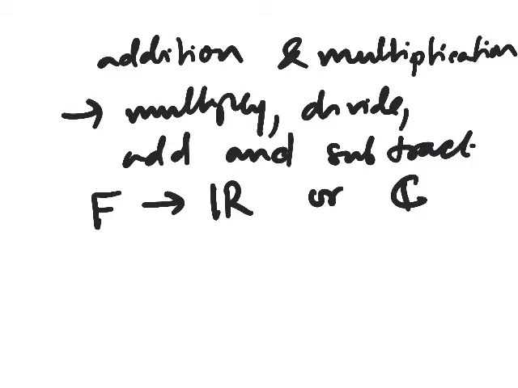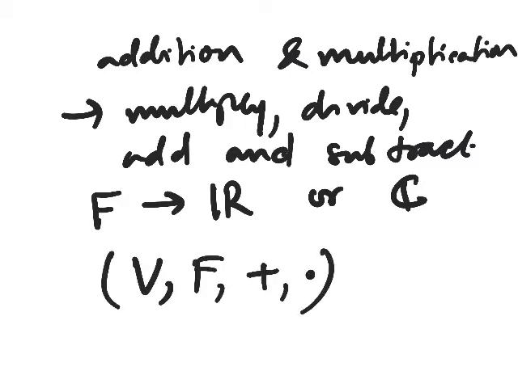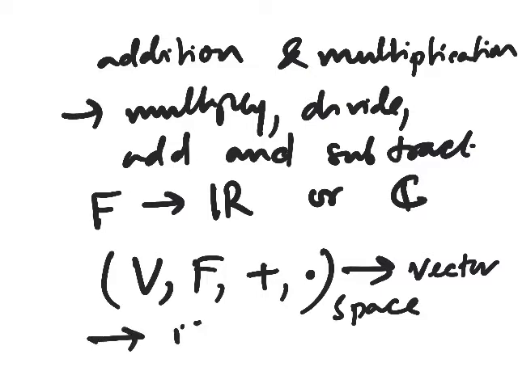Fine. Having these 4 objects, V, F, plus and dot, together is the vector space, provided some conditions are satisfied. Okay. I mean, just because these exist, it doesn't become a vector space unless the following are satisfied.